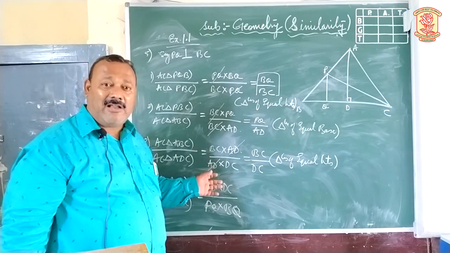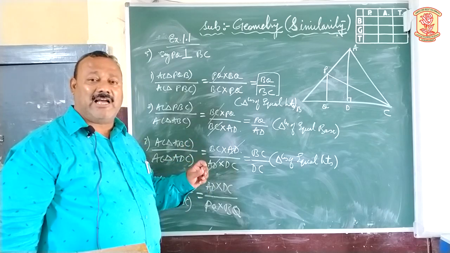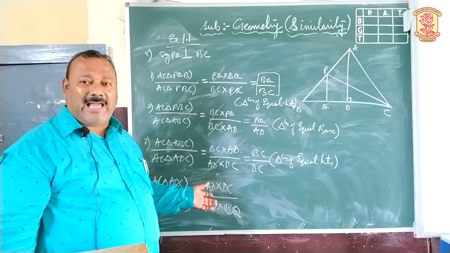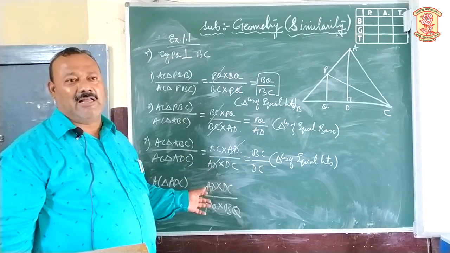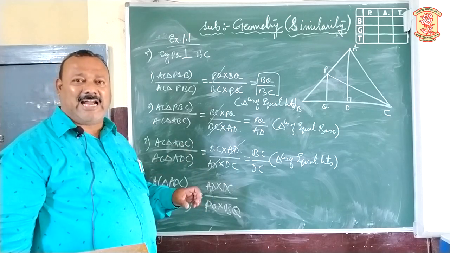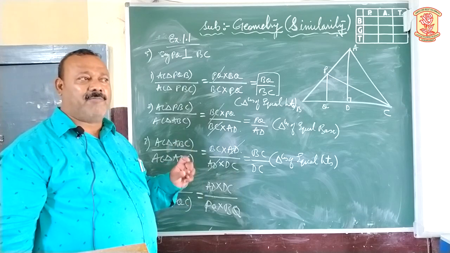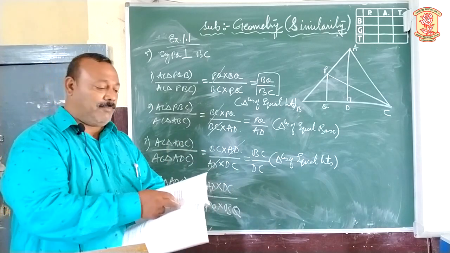Whenever two triangles are given and neither the height nor the base is equal, the ratio of their areas is equal to the ratio of the products of base into height. In such a case, we can say that areas of two triangles are proportional to the product of base into height. Now this completes your exercise 1.1.